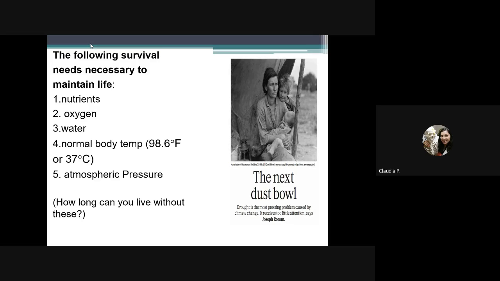So there's just something called the rule of threes. For nutrients, we can live about 3 weeks without eating. It's a pretty large window of time. So the reason that we can survive about 21 days or 3 weeks without nutrients is that our body does a very good job at storing nutrients. Particularly, we store energy, right, which comes from our food, like carbohydrates and things like that. We store it as fat.